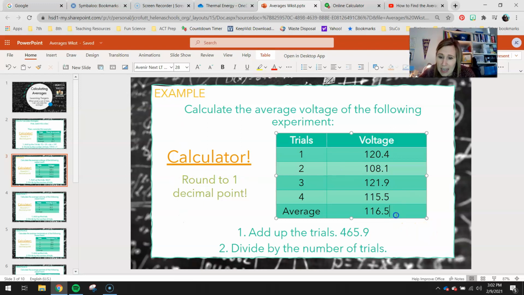Okay, so I look at that, and now that number actually looks very similar to these numbers here. So that's our average. That's what represents that set of data. So we can say, you know, on average, we're going to see 116.5 volts for whatever experiment we're doing.